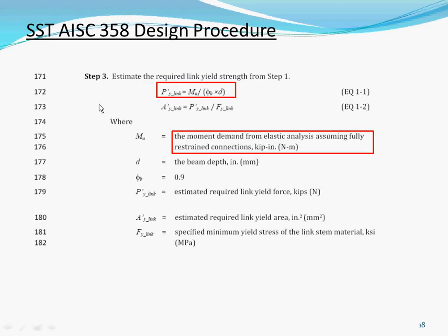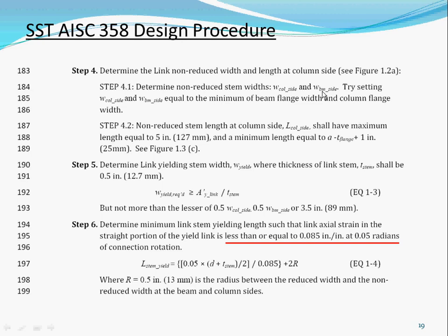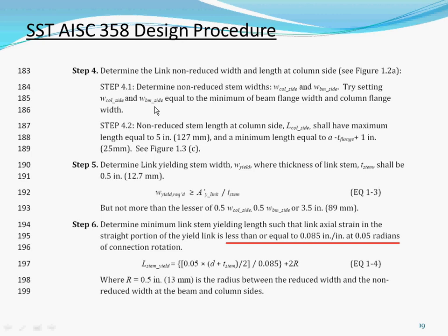Okay, step three. I'll tell you how to calculate this area. So first of all is the P. P is M over D. Okay, so once you have a P, then you divide it by the Fy to get your area. So these terms are defining the estimated U area. So this is relatively easy. P divided by Fy, you get A. A is what's required. Step 4 is to determine the column side, the beam side, and I'll go through this in a little more detail.